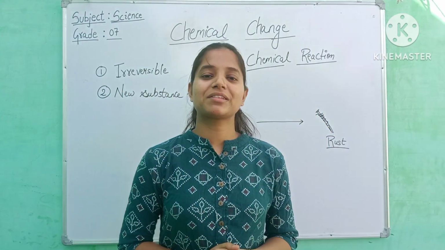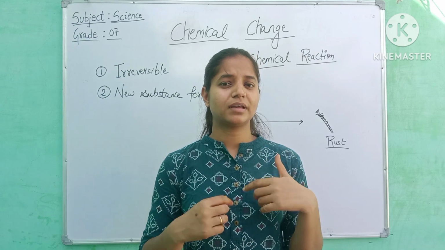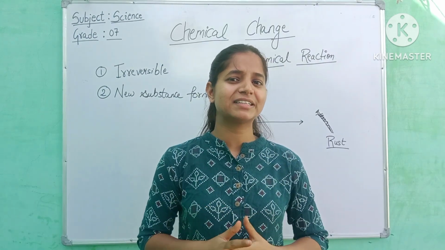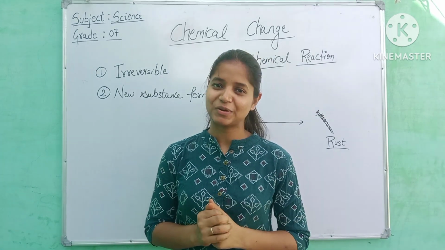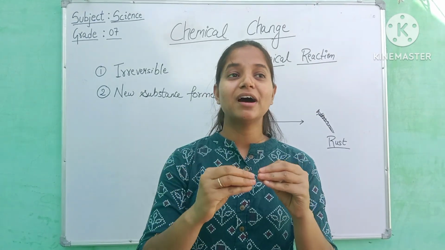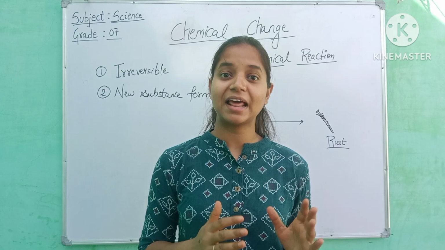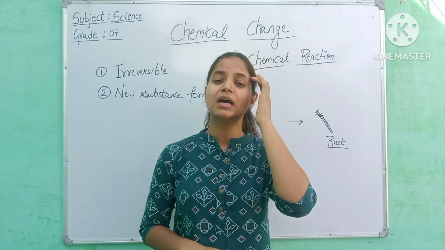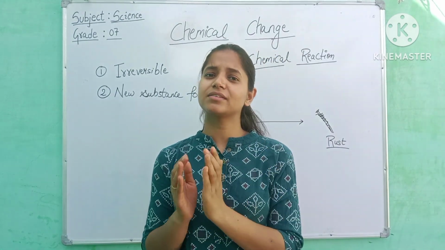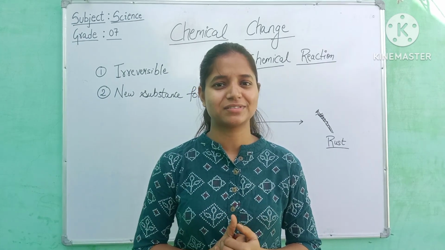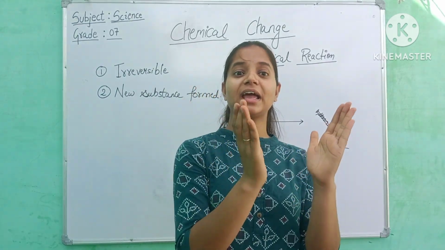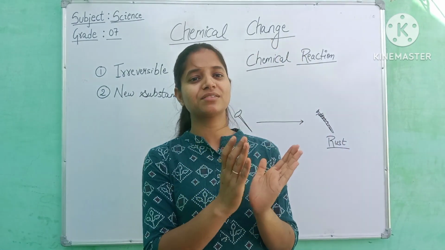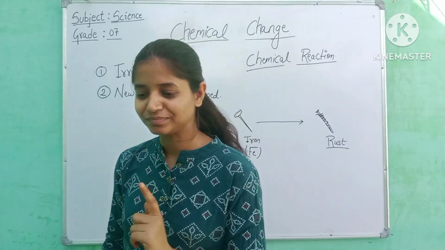Now a few more examples. Now you will tell me whether the example is of chemical change or a physical change. Suppose you have a paper, and you made an airplane from the paper. Now what is it? Either it is a chemical change or a physical change. If you are thinking that you have made the airplane and a new substance is formed, it is not correct.